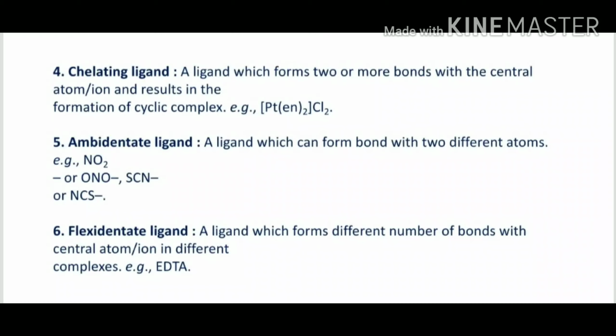So in thiocyanate, also, there are sulfur and nitrogen. The sulfur can form the coordinate bond in some complexes, and in other complexes the nitrogen will make the bond. The next one is the flexidentate ligand. A ligand which forms a different number of bonds with the central atom or ion in different complexes. Example, EDTA, ethylene diamine tetraacetate.